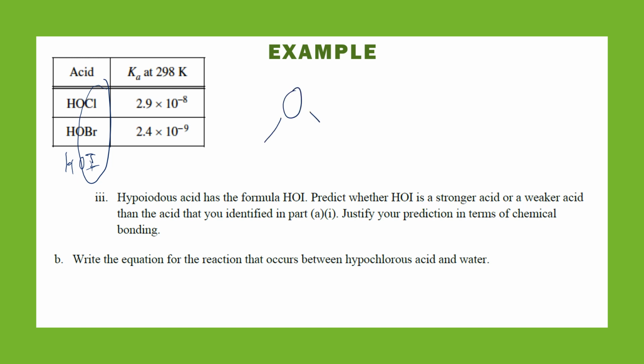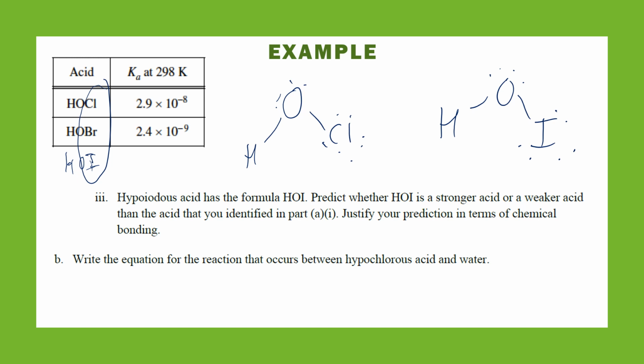So let me go ahead and draw this out again. It's going to have a very similar structure for the HOI, but chlorine has a greater electronegativity, so it's going to pull the electrons closer to it, leaving the hydrogen free to leave more frequently. Iodine has a lower electronegativity than chlorine. Because it's lower electronegativity, the electrons are free to move more towards the hydrogen, which holds on to the hydrogen tighter. So that's where you're getting that from.